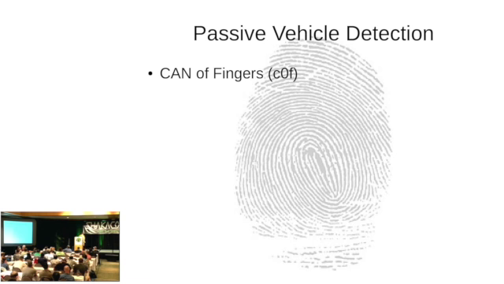Thinking through this, one of the things I came up with was a tool called Can of Fingers. You can do passive vehicle detection by taking advantage of the fact that each make and model is different, and you can use that to your advantage.